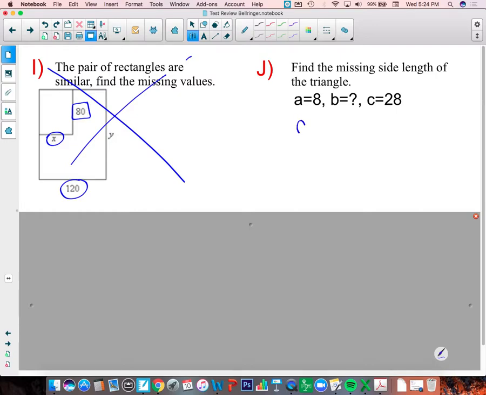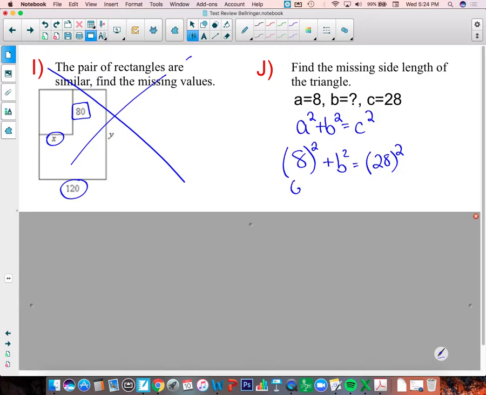Okay, so here we got to use a squared plus b squared equals c squared. My a is going to be an 8, and my b is going to be something I don't know. C is going to be 28, so that's a bigger number. So you're going to have to use a calculator here. Okay, so 8 squared, you should be able to do that one in your head.